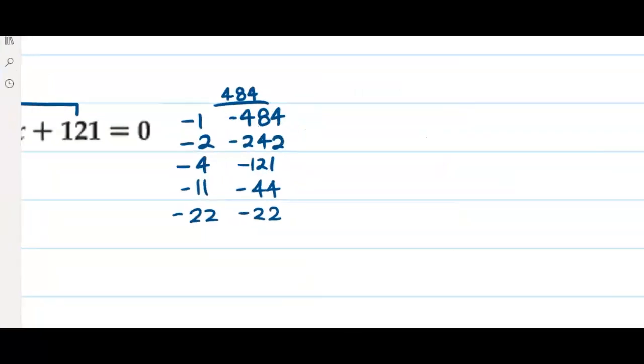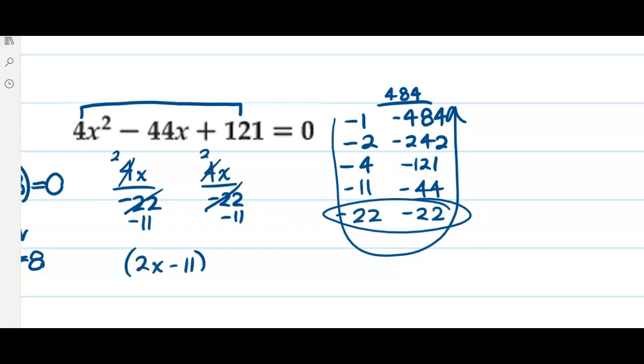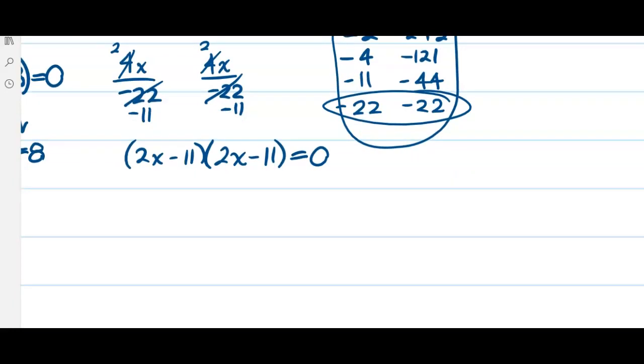Additionally, we also know that once we've made a continuous loop, we found all the factors. So negative 22 and negative 22 wins. We're going to place this underneath our leading coefficient accompanied with a factor of x. And we're going to reduce. Put it in lowest terms. So 2x minus 11 times 2x minus 11. Again, since this is the same factor, you don't need to solve it twice. You can simply solve it once.